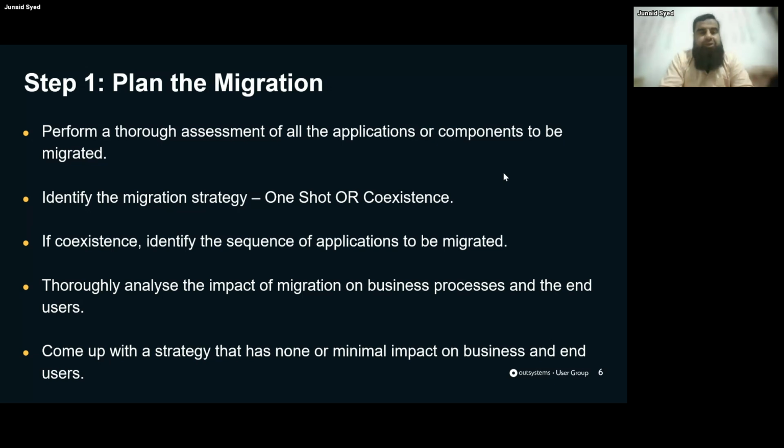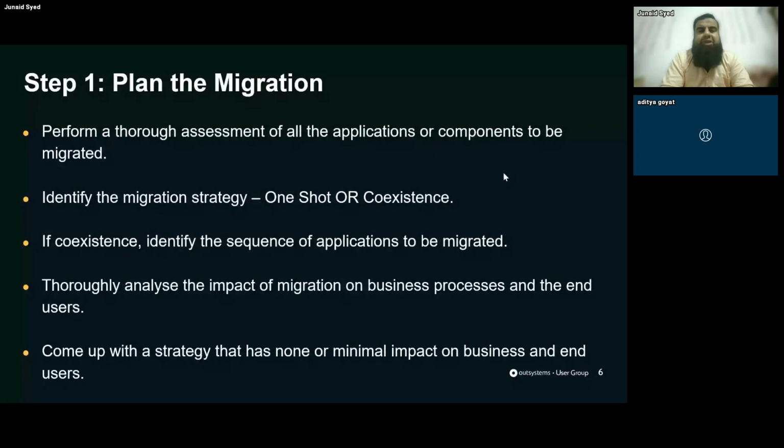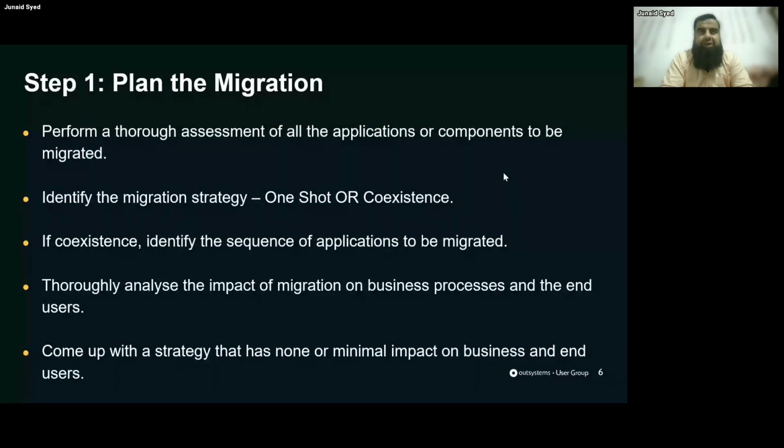We need to perform a thorough assessment of all the application components that are to be migrated. This is very often what happens: we look at the business aspect of our application. Okay, these are the high level applications, and these are the high level integrations, and that's it. But actually, we need to look at every component, all the possible integrations that exist, components that we have built, all the Forge components that we are using, everything. Everything has to be looked into.